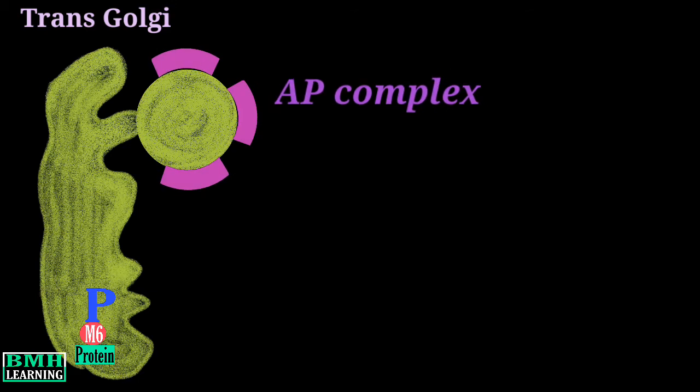So, this is the TransGolgi and our protein of interest is right here. For the transport of the protein, a bud starts forming, and the formation of the bud requires the assistance of two other proteins. First, AP complexes assemble around the forming bud, and then the bud is surrounded by coat proteins known as clathrin.